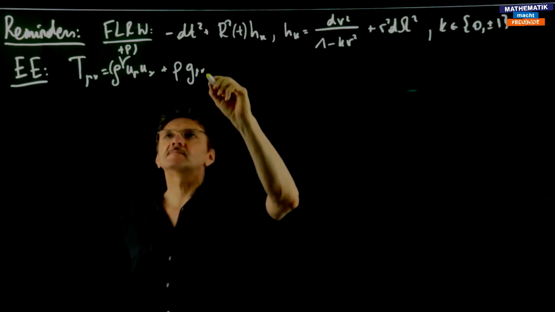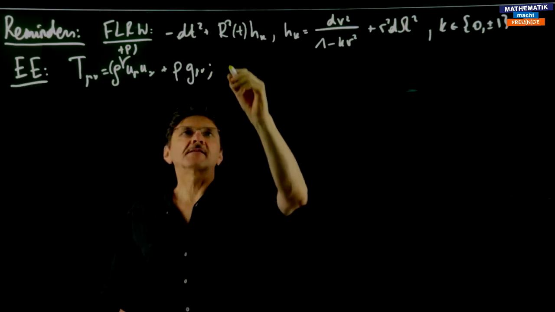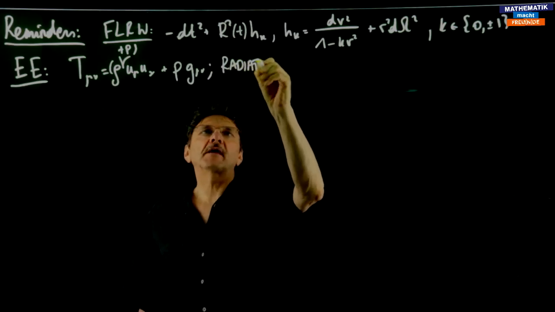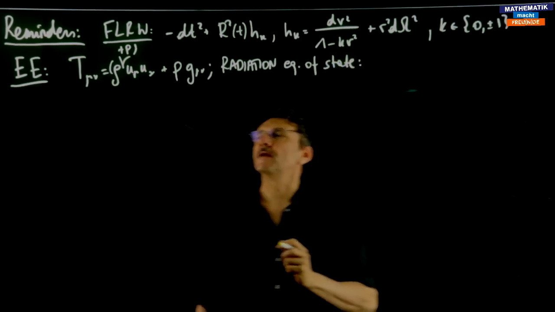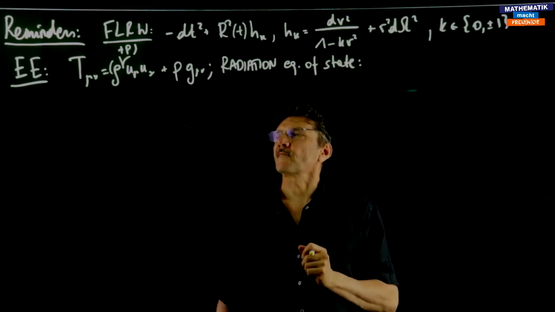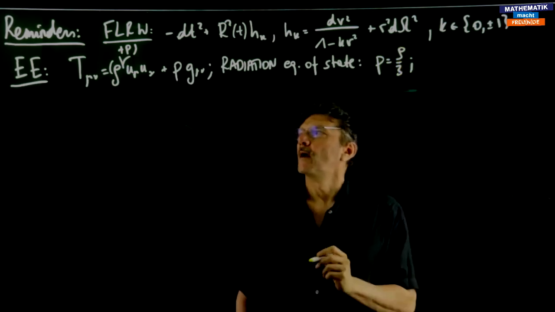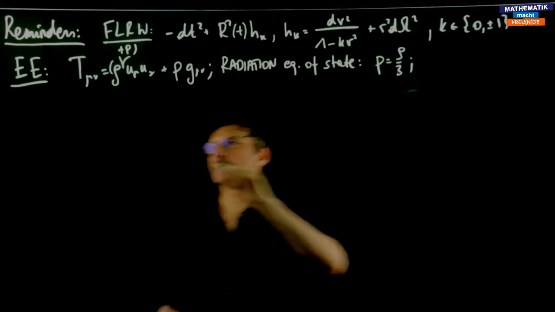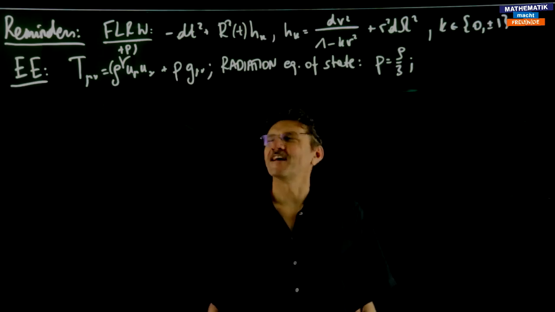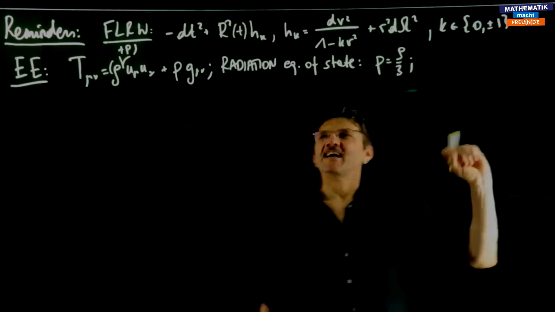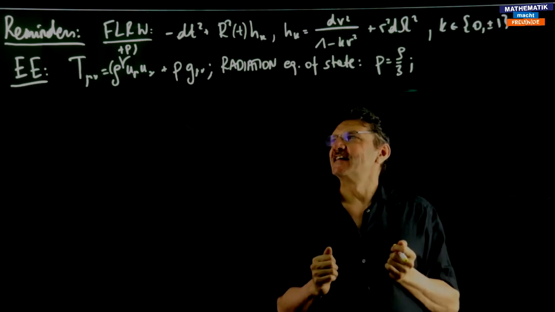Radiation equation of state: P is equal to rho over 3. And the equations are, well, the Friedmann equation. I'm running out of space. This small light board is annoying. Well, I'm not running out of space yet, but I will want to keep a few things on the board.